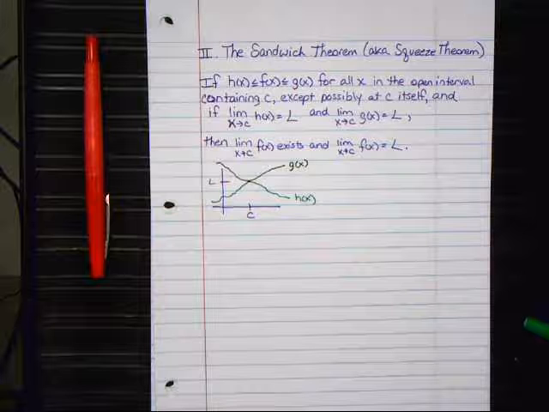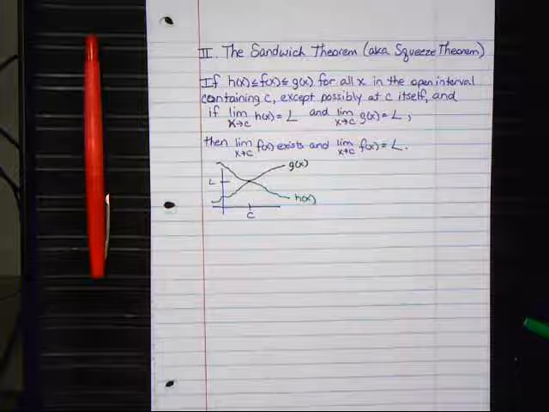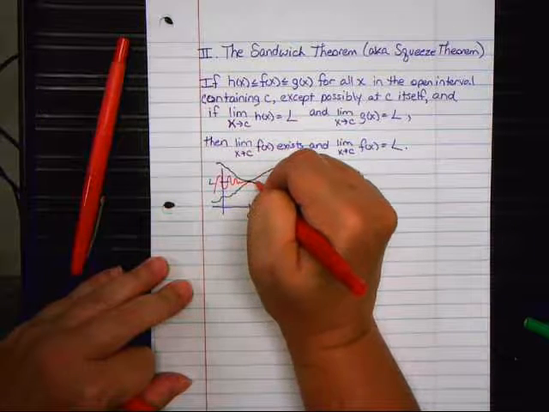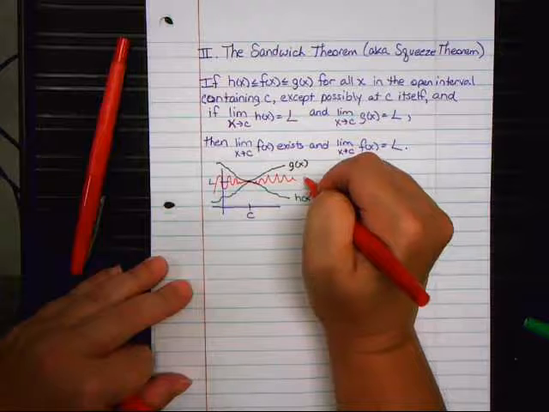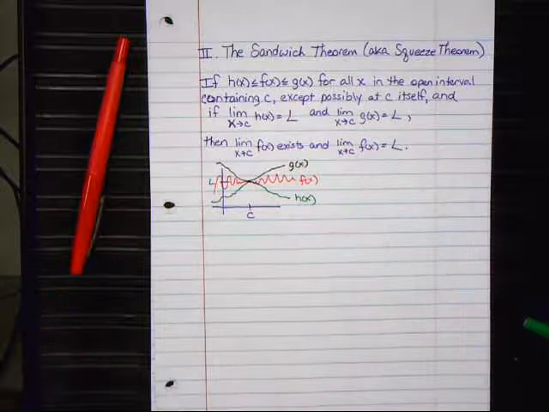Okay. Now, since F is always between G and H, what does F's limit have to be at C? It has to go through L, doesn't it? It doesn't have a choice. It could be randomly going all over the place in here, but it's got to go through L. So here's F of x. F of x limit has to be L.